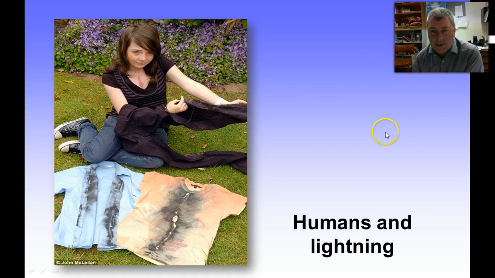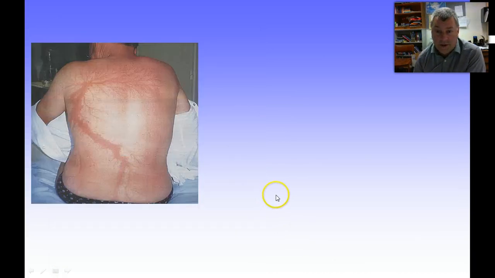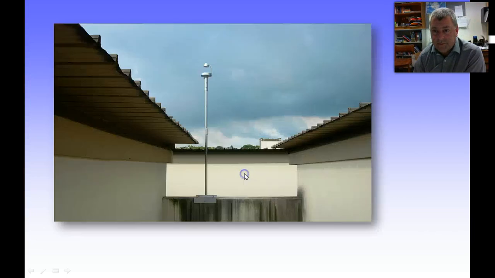People can get struck by lightning. This girl got struck by lightning, and these are the clothes that she was wearing, and she's got a scar on her chest there. And of course the most famous person struck by lightning is of course Harry Potter. This person got struck by lightning as well, and you can see the scars. So a lot of people survive being struck by lightning. It's a bit of a lottery, depending on where the strike actually goes, whether it goes along your surface, as in this case, or through your body, and what organs it hits, whether or not you survive it or not.